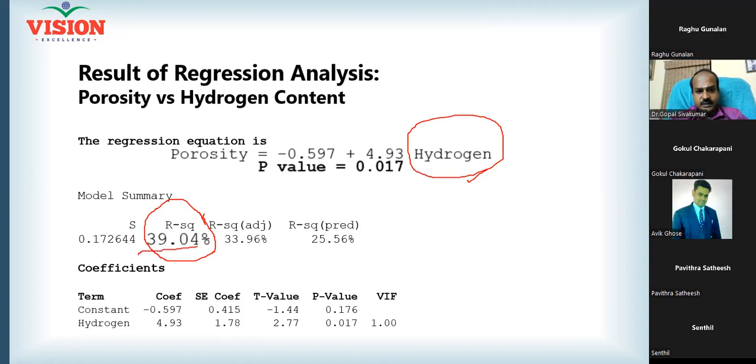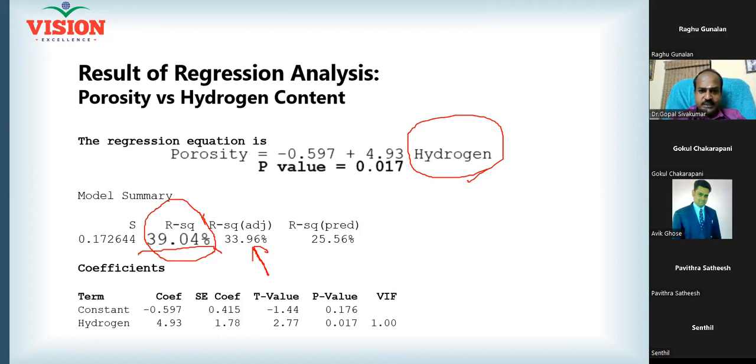39% of the problem might get solved. To be very accurate, only 33.96% of the problem will get solved, because I know adjusted R square is better than R square, isn't it? Yes. So look at the adjusted R square.